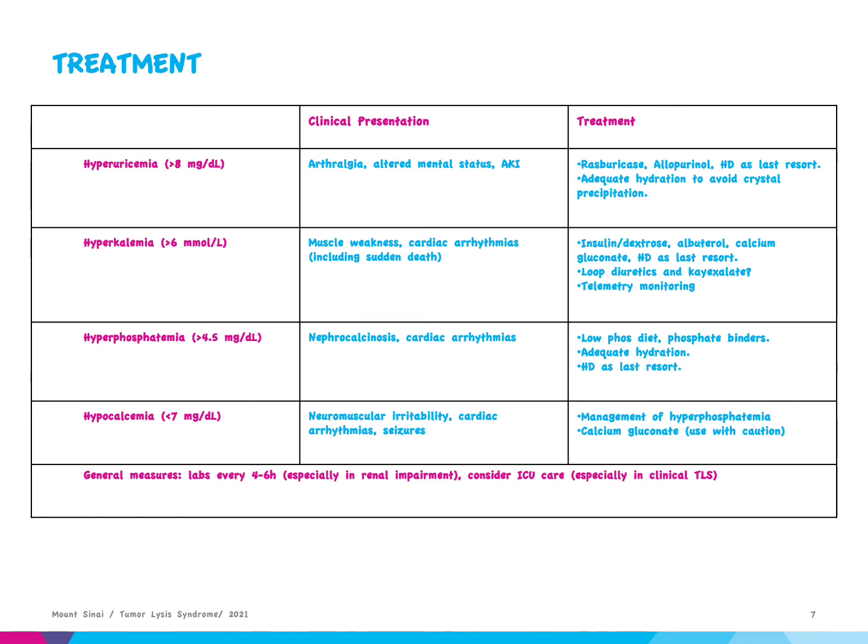Some of the general measures for active TLS or high risk TLS: you should be getting labs every 4 to 6 hours, especially in renal impairment. Follow hourly urine output. So consider ICU care because of these things, and the telemetry monitoring. If your patient is at intermediate risk, you should be getting labs every 6 to 8 hours while getting treatment. If the patient has low risk, you might still want to get labs every 12 hours.